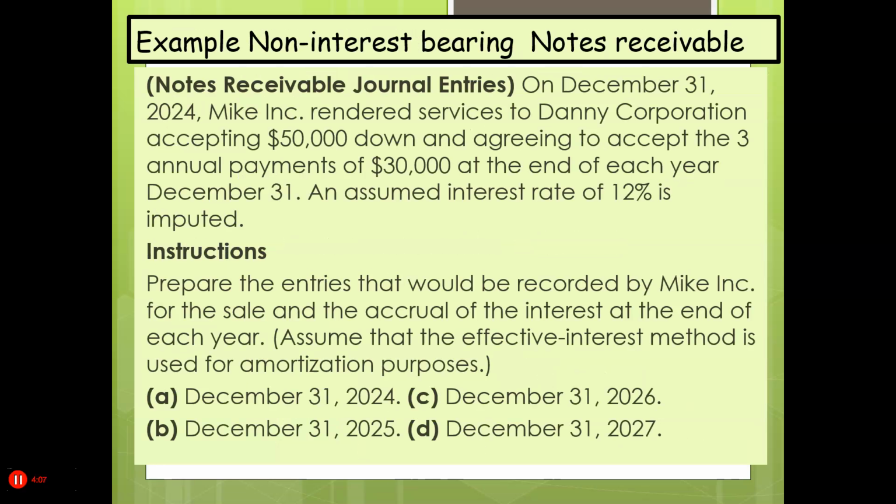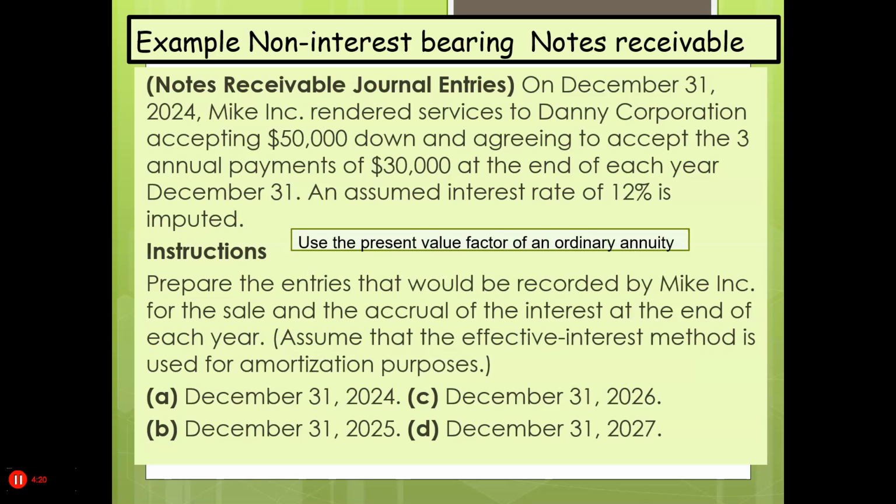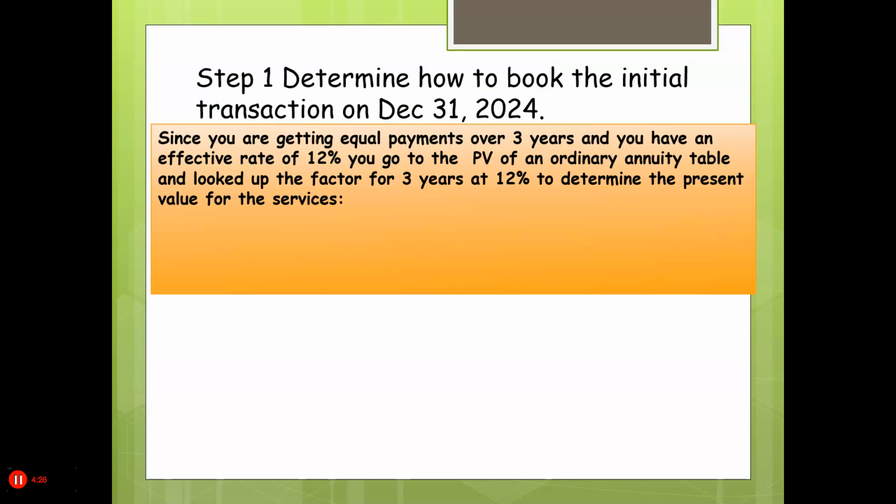Now, what if instead we have a non-interest bearing note? And in this example right here, we are going to get $50,000 and then they're going to pay us $30,000 at the end of each year. This means we're going to have to use a factor as an ordinary annuity from tables. So we're going to go to our ordinary annuity and get the factor. That's 12% for 3 periods.